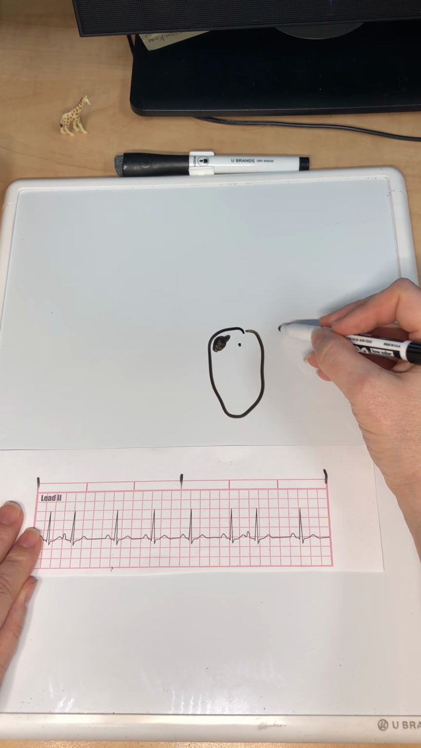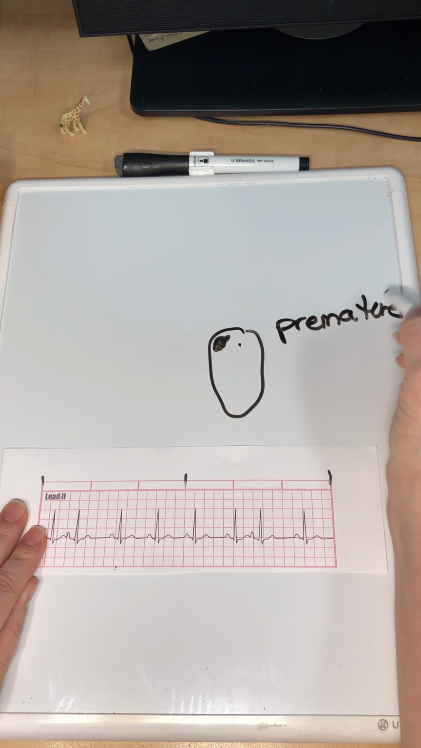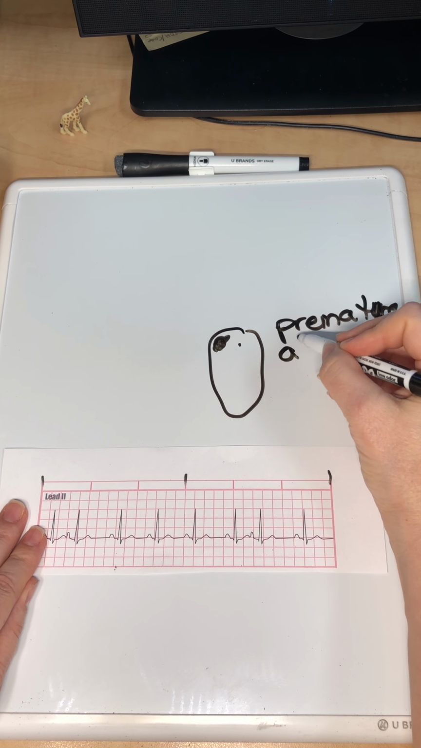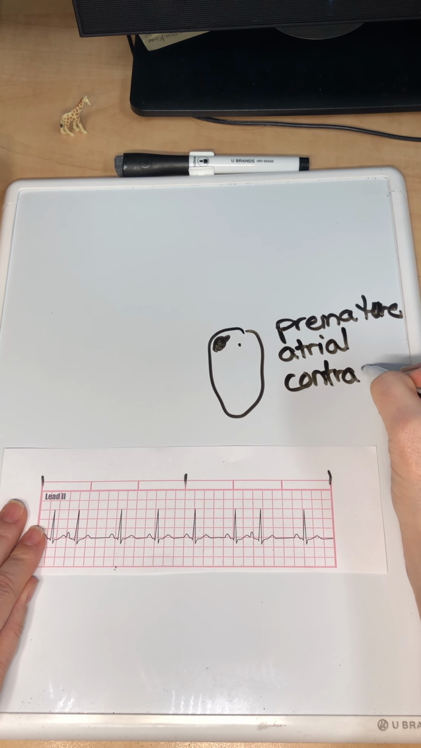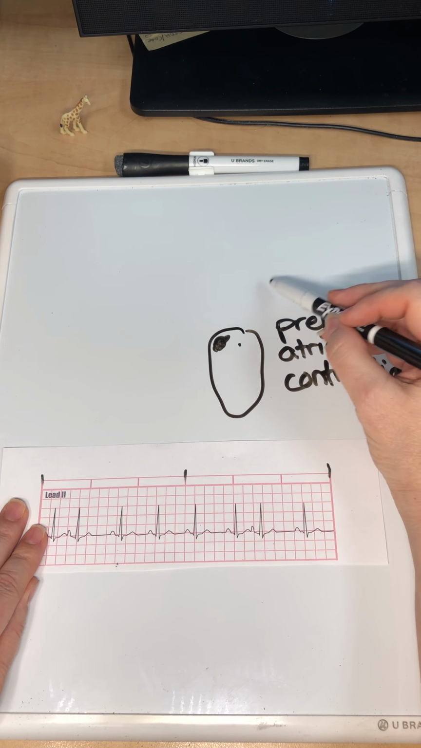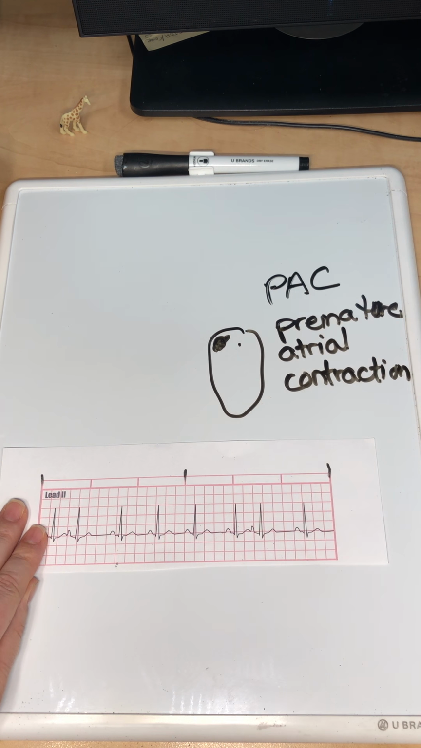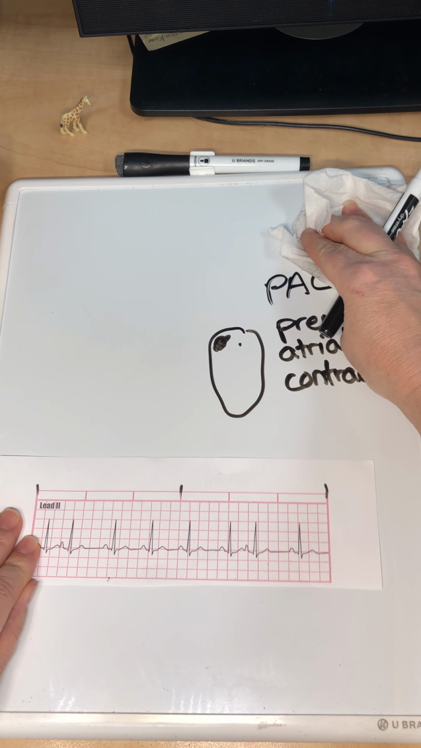So we call this a premature atrial contraction. I know, I have terrible writing, but that says premature atrial contraction, better known as, we just call them PACs. PACs are not going to hurt us. Too many of them, and our patient might be going into AFib.